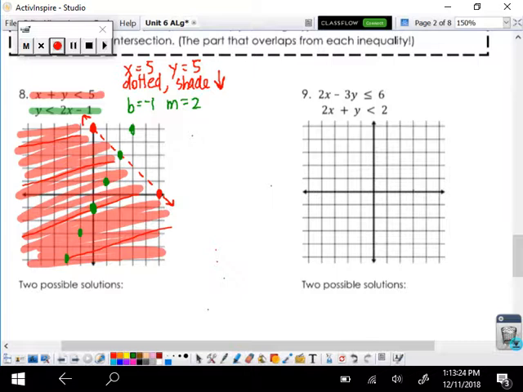Okay, is this going to be solid or dotted? Look at your sign. It's dotted.